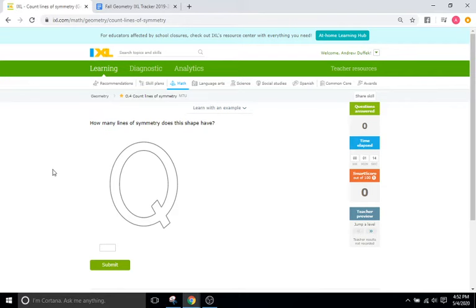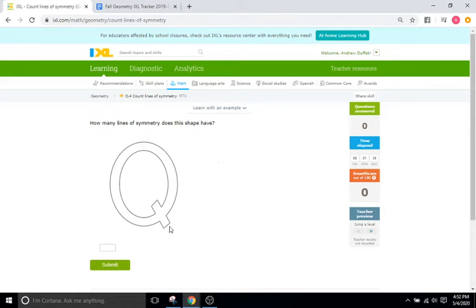This is Mr. Duffick and we are continuing on with symmetry today, specifically with IXL 04, which is counting the lines of symmetry on certain shapes and objects. So here we have a cue, and instead of actually drawing the lines of symmetry like the last IXL 03, we just have to state how many we think there are.